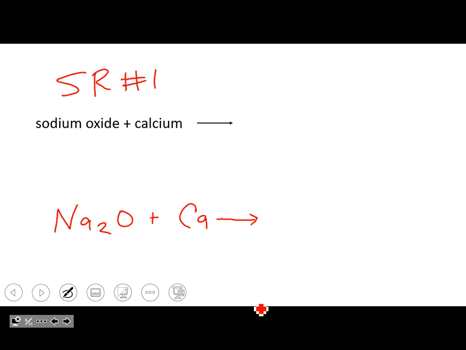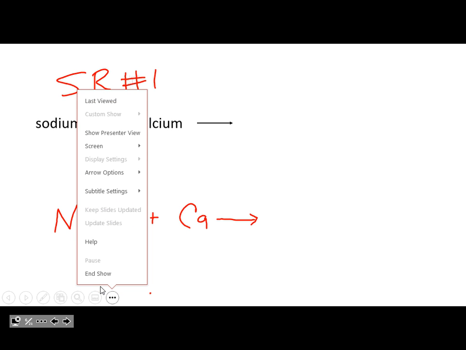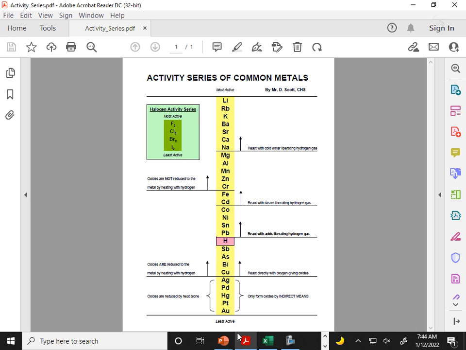Now looking at my packet, it says must use activity series. All right, so I have to come up with my activity series here. It's not working. Once again, my taskbar, here's my activity series.